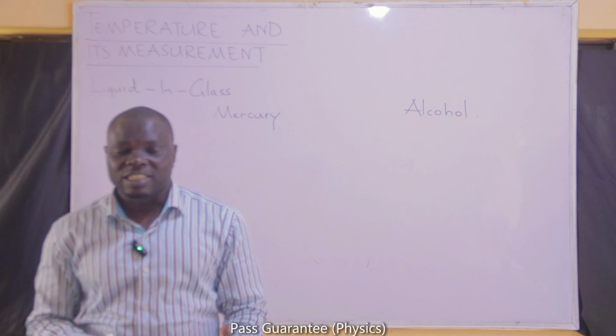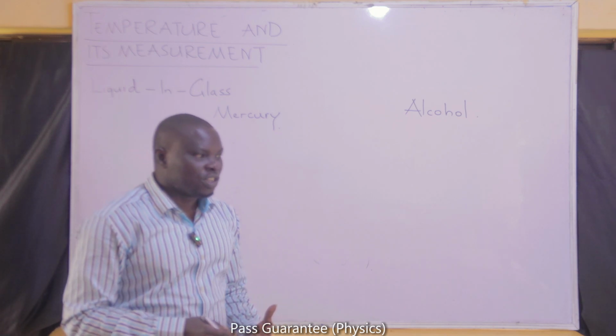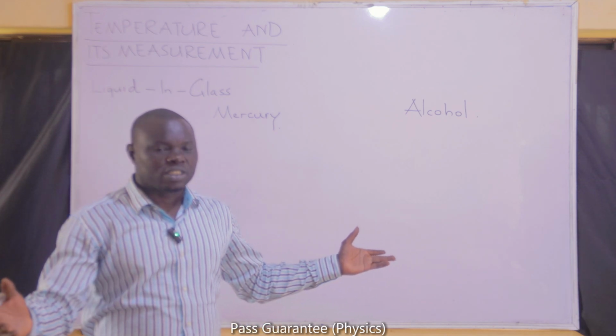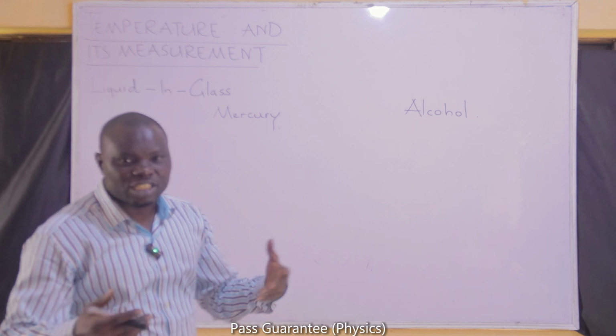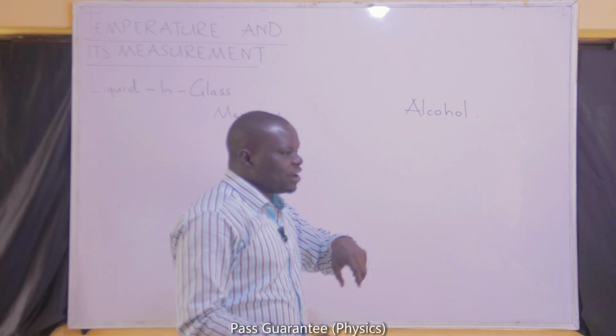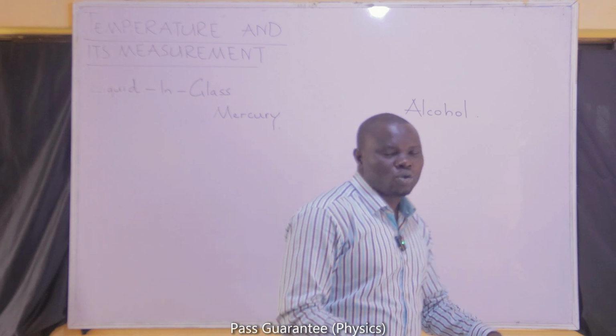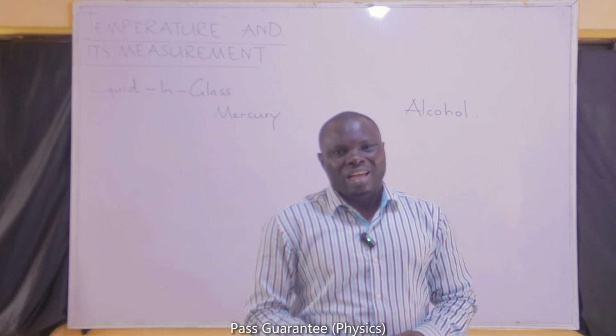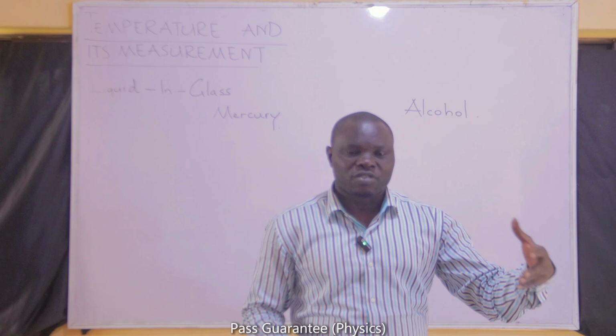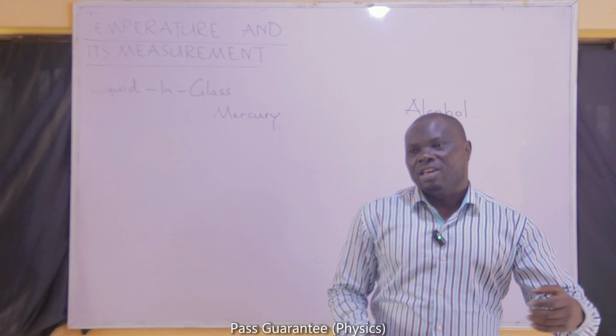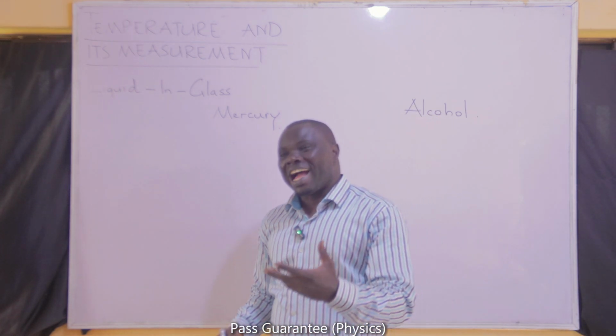When they ask you for an advantage, it is not enough to just say that mercury boils at 357. No, that is just a feature. You have to tell us how that feature has translated into an advantage for mercury. Because it boils at 357, it means that it can be used to measure very high temperature.